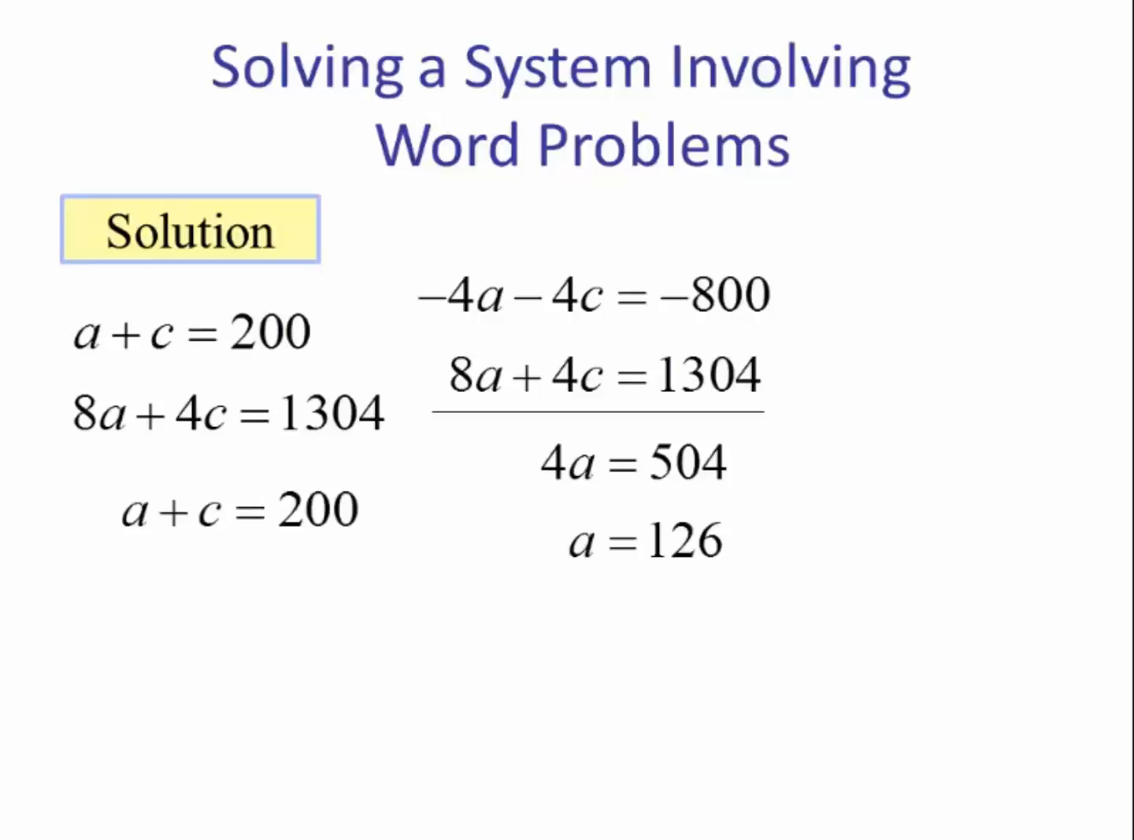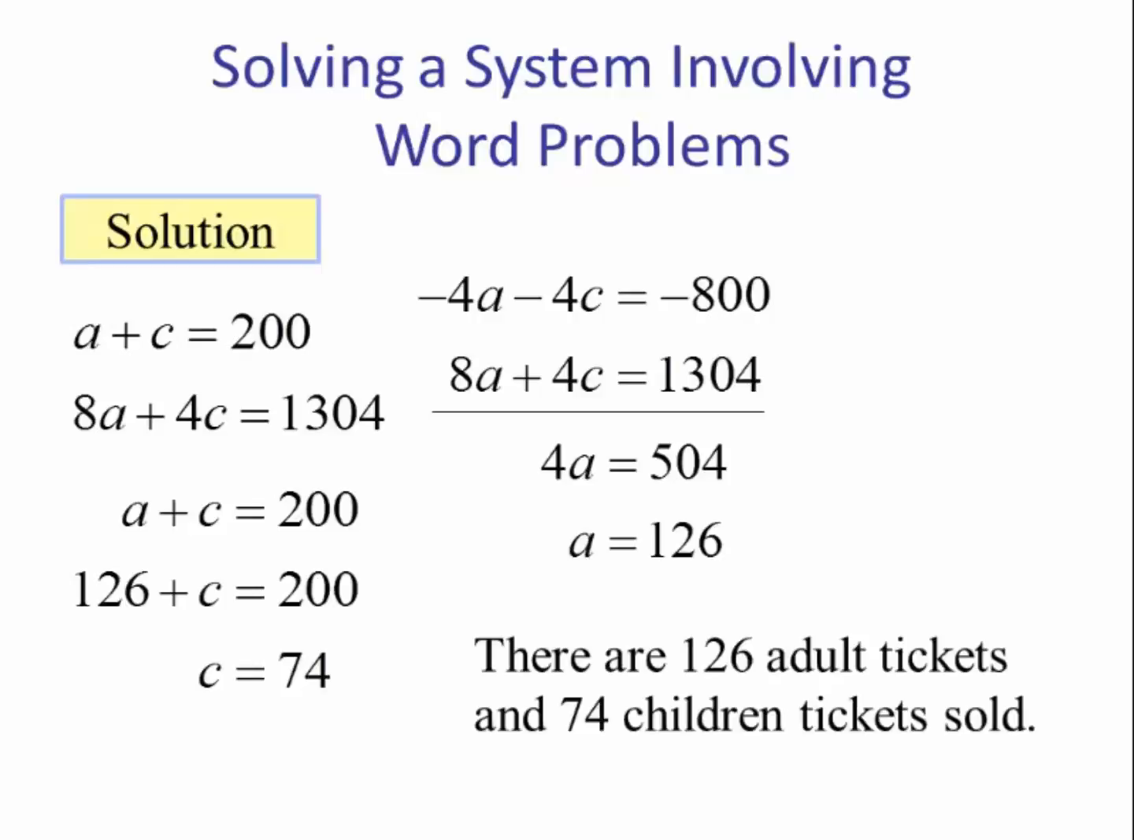To find the number of children tickets, I take the first equation, substitute 126 for A, and solve for C, and we get a result of 74 for C. So we always want to put the answer back in the terms of the original problem. There are 126 adult tickets and 74 children tickets sold.